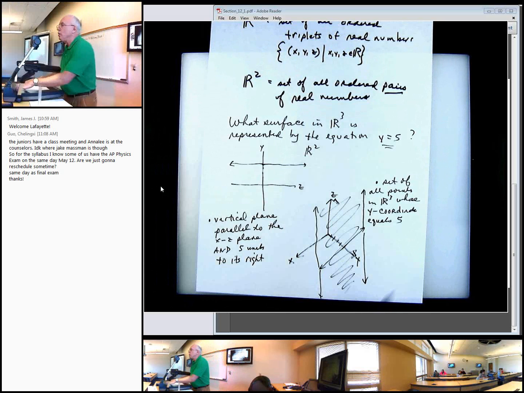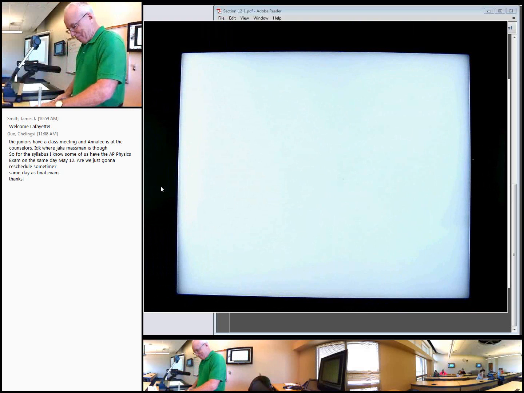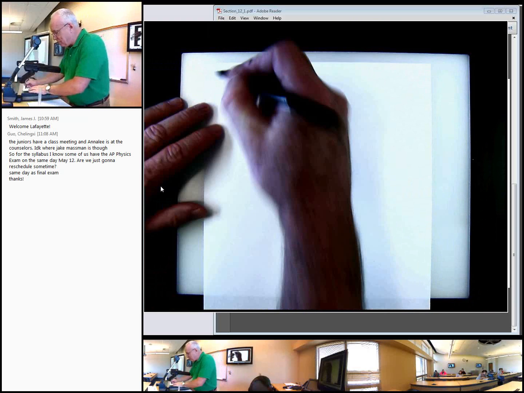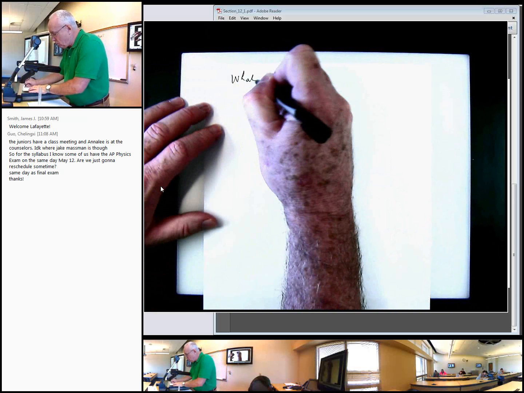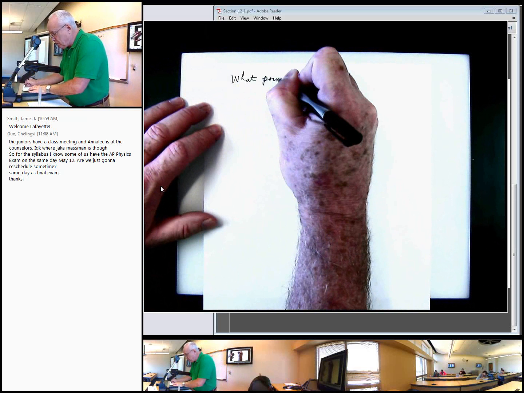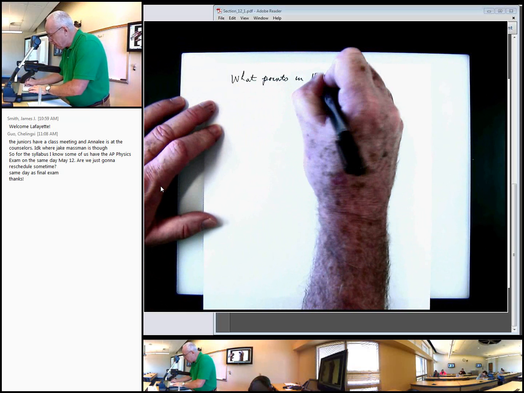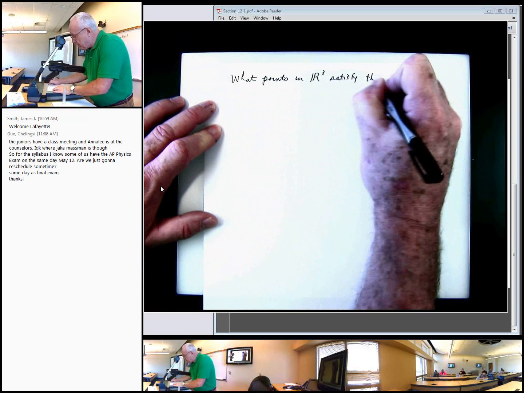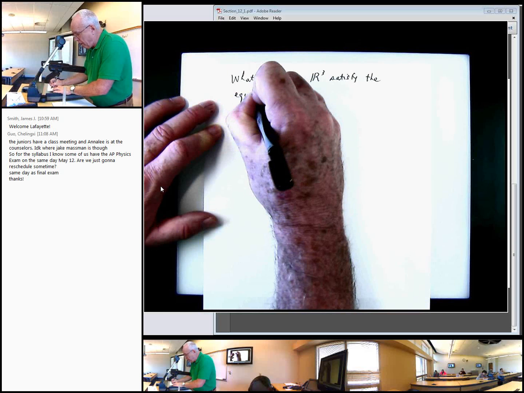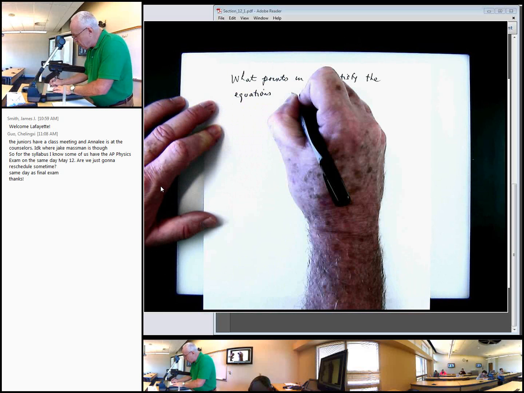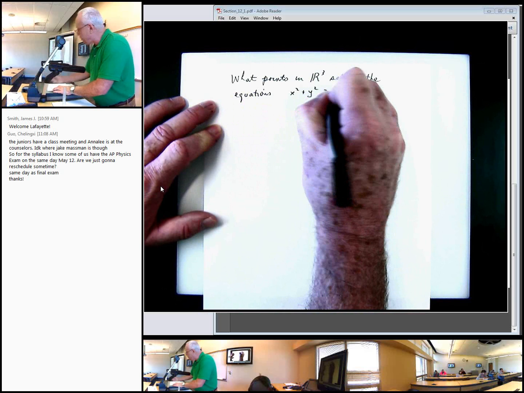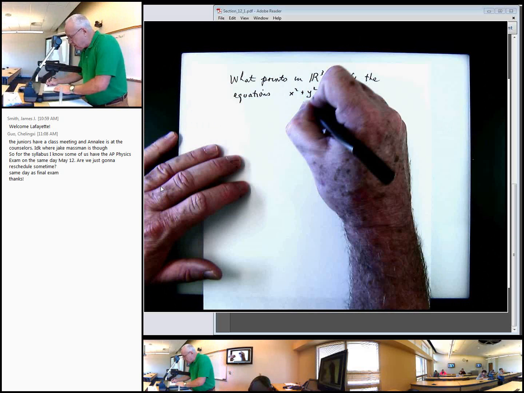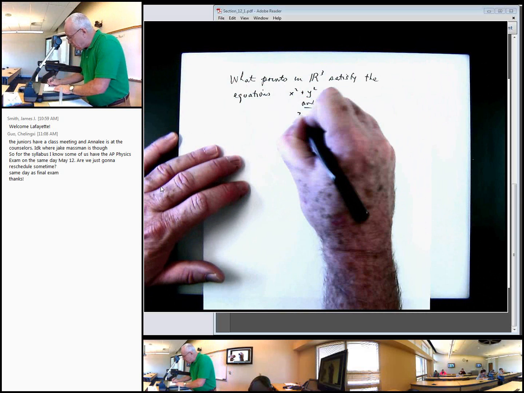I think we'll do one more and then we'll call it a day. A similar kind of question here. What points, again in R3, satisfy the equation? Now here we have one equation, x squared plus y squared equals 1. But we also have an additional equation, z is equal to 3.